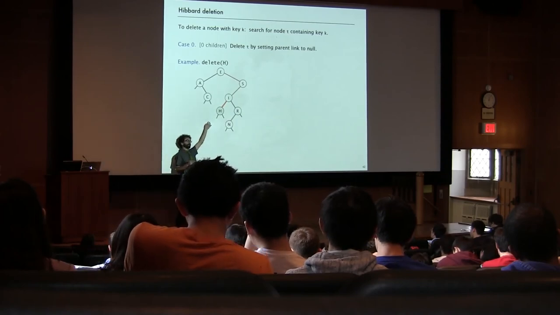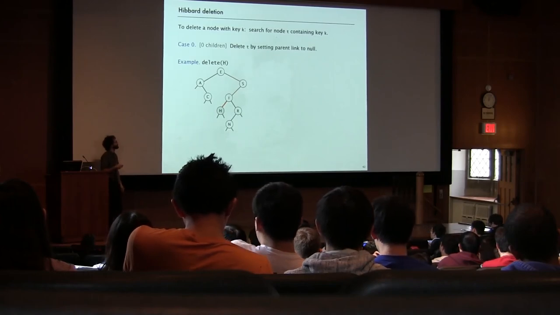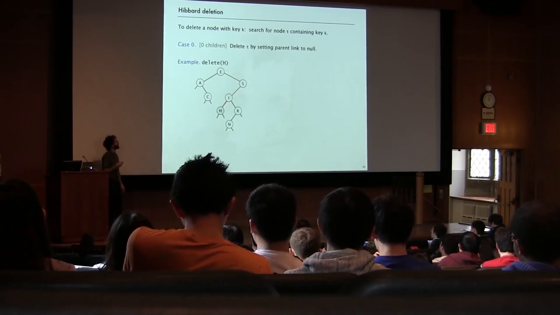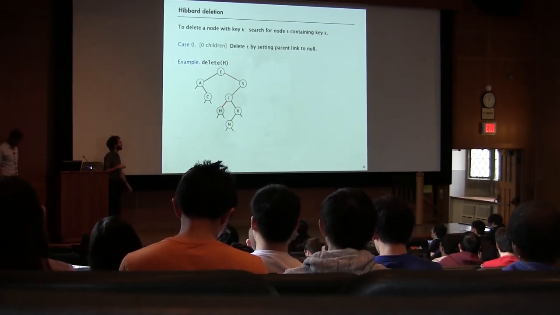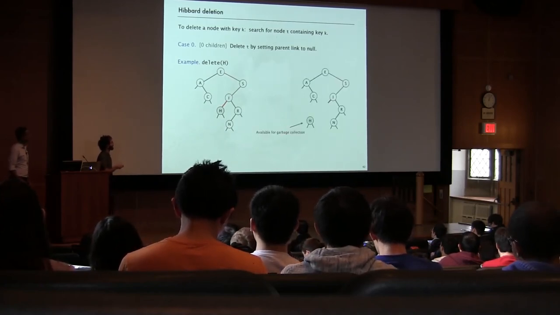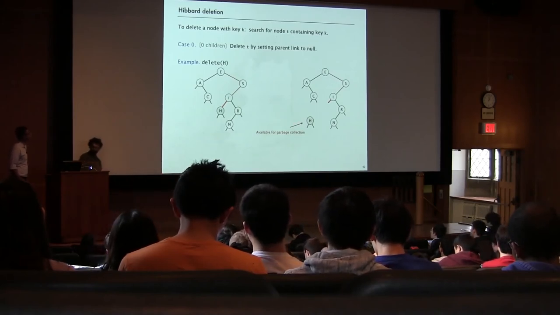So here's the first one. If we want to delete something with no child, what do we need to do? Set what link in the node? Which link do we want to set to null? Yeah, its child, this bright red one. So indeed, there we go. And now it's spinning free in the universe and garbage collected.